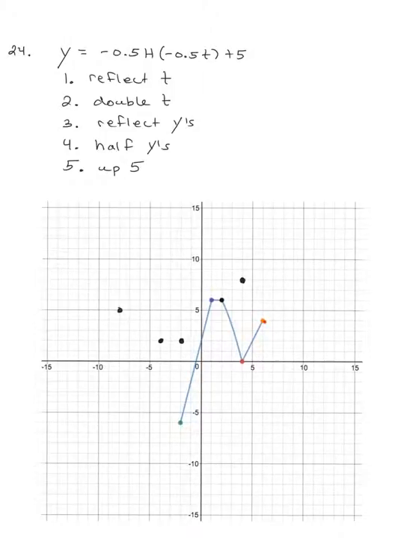I'm at my last point. I first reflect it to negative 6. I then double it to go to negative 12. I then reflect the y, which goes to negative 4. I then take half of it, going to negative 2. I then go up 5 places to positive 3. That's negative 12, positive 3.